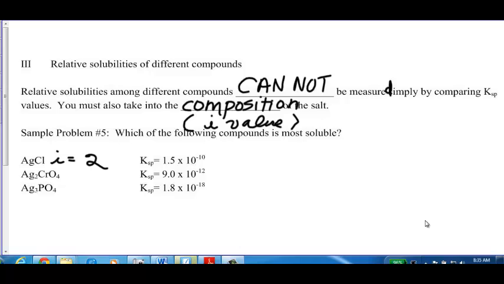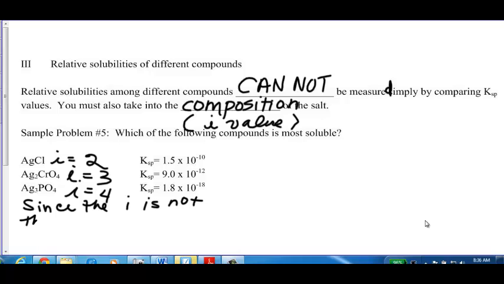Okay? All right, silver chromate here. Anybody know what the i is? 3. Good. 2 silvers and 1 chromate. And how about silver phosphate? 4. Uh-oh. Since the i is different, we've got to calculate x to figure out who's most soluble. And let's make a note of that. Since the i is not the same, we must calculate x.